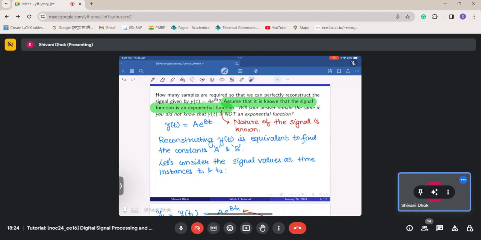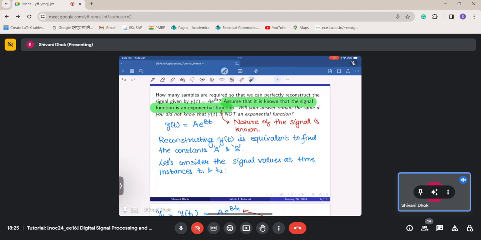Okay, but let's say you don't know anything about it, you are just given some frequency range of it. Let's say you are given that y(t) lies between the frequencies 0 to some fm, and you don't know anything else. In that case, can we say that we will simply depend on the Nyquist criteria? Exactly, correct, exactly.